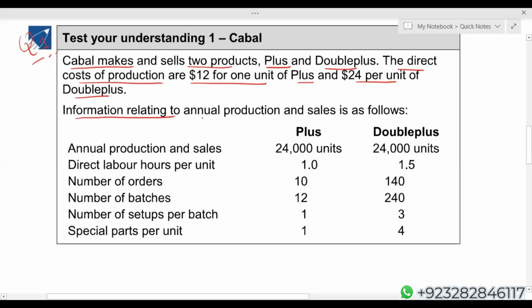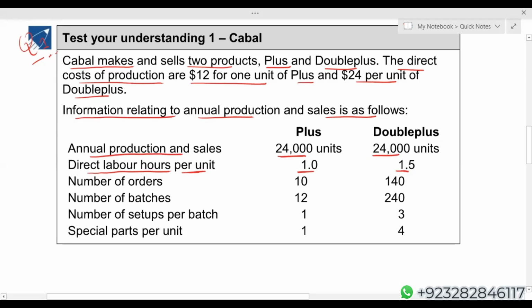Information relating to the annual production and sale is as follows. Annual production and sales of plus: the volume of production and sale is 24,000. Double plus is also 24,000. Direct labor hours per unit: 1 unit of plus takes 1 hour. 1 unit of double plus takes 1.5 hours.